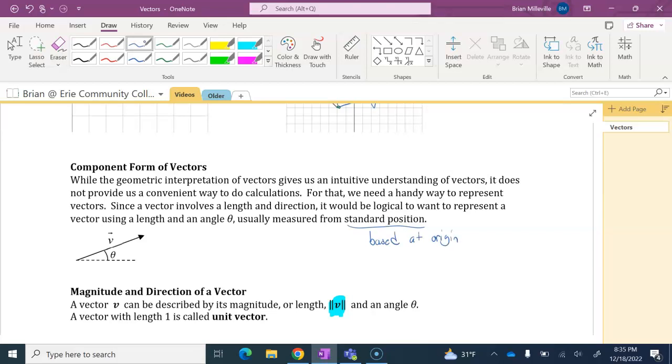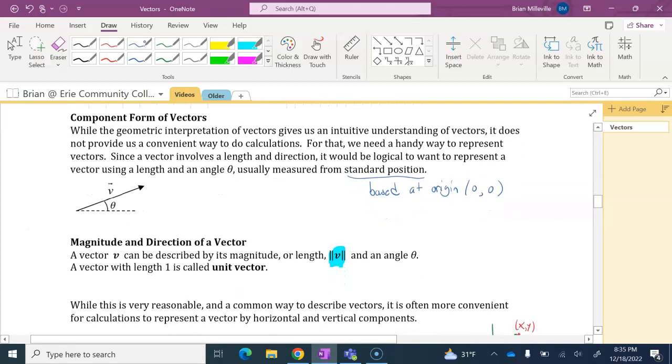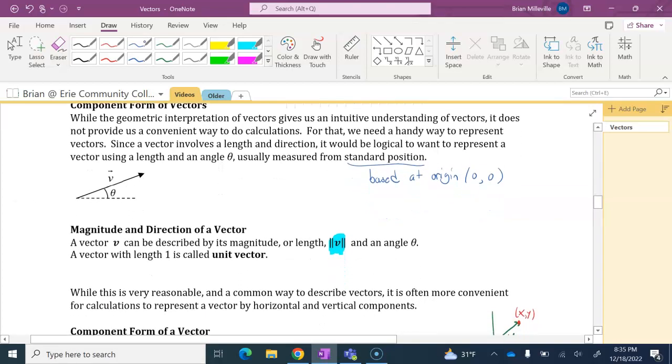So we're talking about 2D vectors in this video. We'd be talking about plotting our vectors based at the ordered pair (0, 0). So the tail would be at (0, 0). Okay. Now we're going to get to the components in a second here. Just a little bit more terminology. If a vector has length 1, we refer to that as a unit vector.